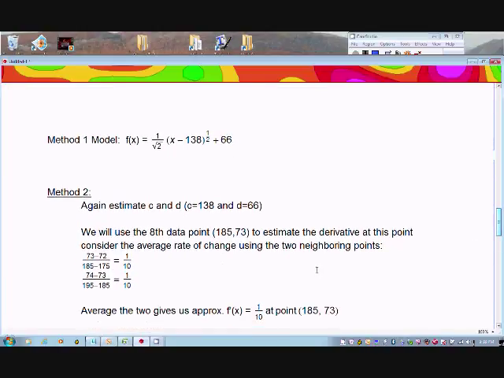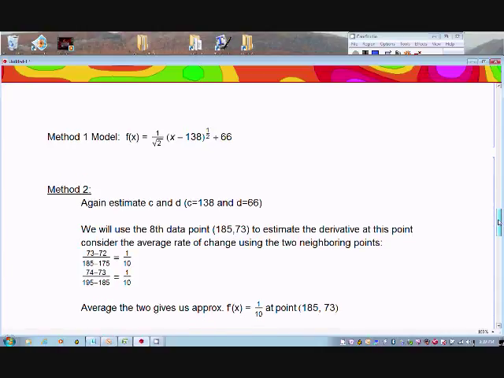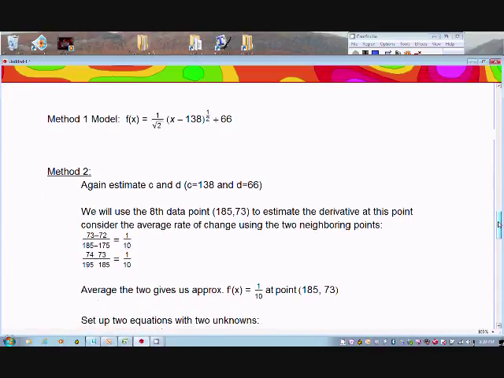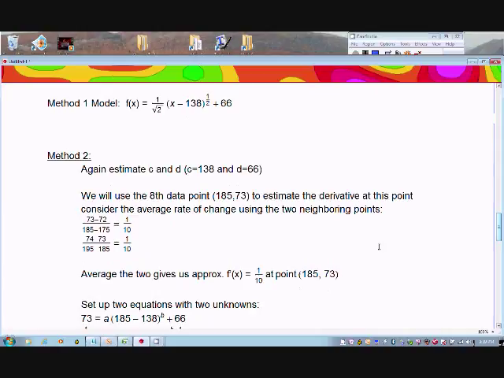So we can say that the average of the two gives us an approximate derivative of f prime of x equal to 1 over 10 at that point, (185, 73). So this derivative is giving us another equation to solve for our parameters, is all. So now we set up the two equations with two unknowns, and we have our first one where we just use the point (185, 73), which is the point that we picked for our 8th point, so we'll use it, and we don't know our a and our b. And then we're going to use the derivative.